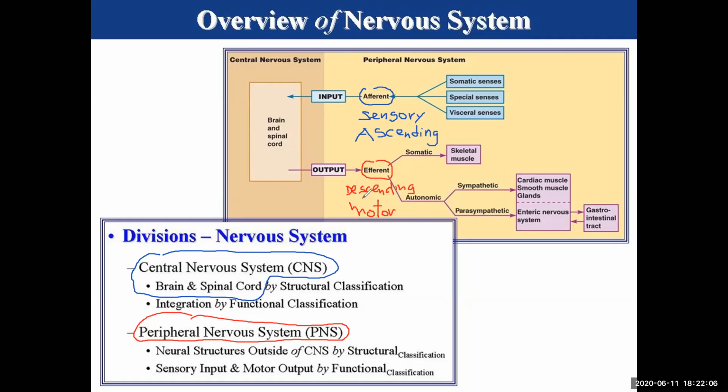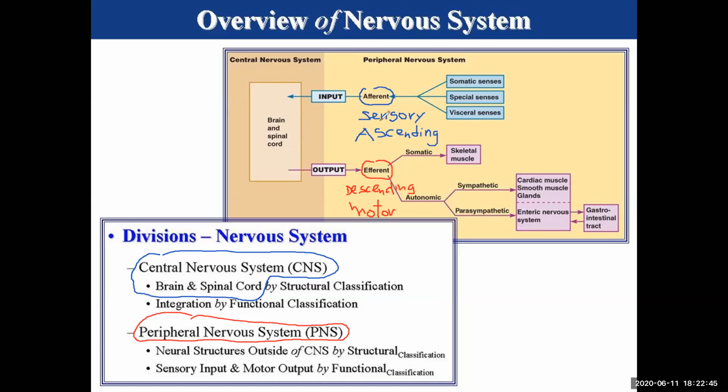Descending, or motor. So efferent pathways, descending pathways, motor pathways transmit motor commands, transmit motor decisions, which originate from the brain and or the spinal cord, and leave them and go out to effector organs, to target organs, right?